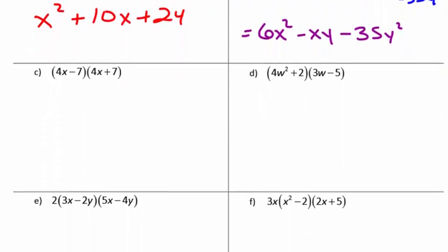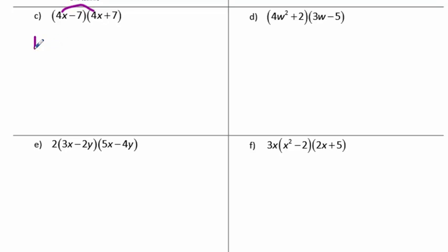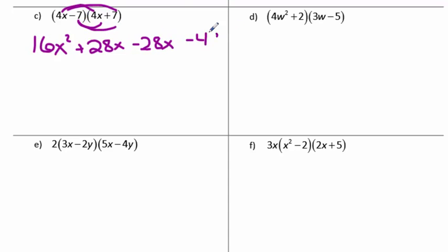Let's look at part C. 4x times 4x is 16x squared. 4x times 7 will be plus 28x. Negative 7 times 4x will be negative 28x. And negative 7 times positive 7 will be negative 49. When I combine these, the middle two terms are opposites, so they're going to add to 0, and I'm going to get 16x squared minus 49. Got a few more to look at.